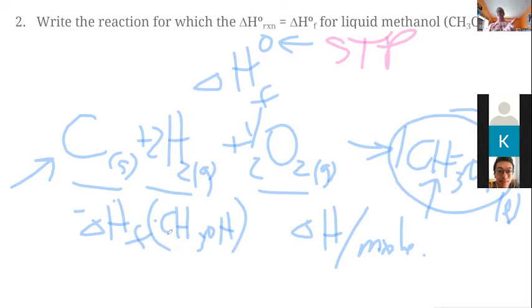Because if I did this reaction at 50 degrees C, I'd get a different number. If I did it at minus 20 degrees C, I'd get a different number. If I did it at 10 atmospheres of pressure, I'd get a different number. So the knot means that it was done exactly at standard temperature and pressure, and so you can relate it to whoever else does it anywhere in the world.